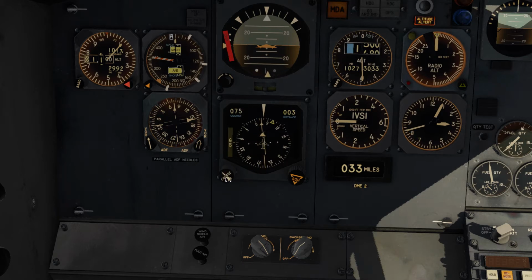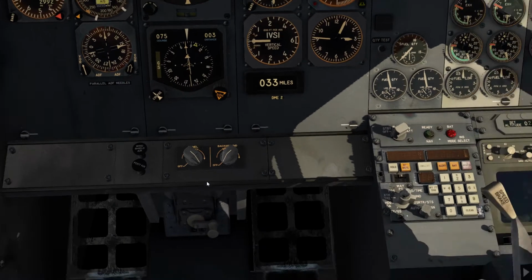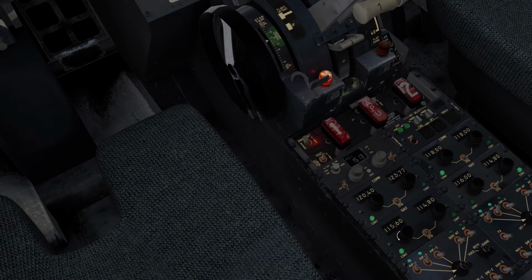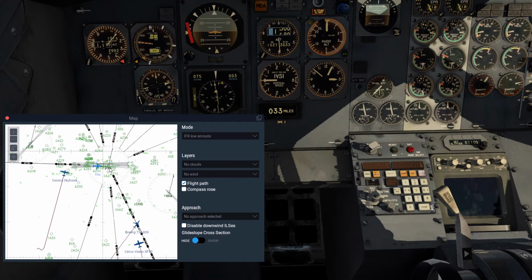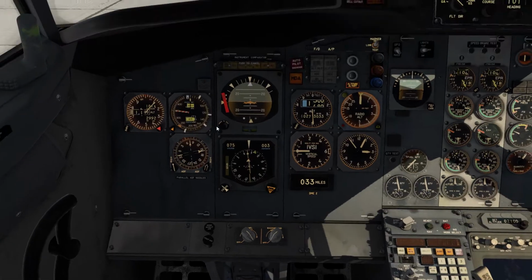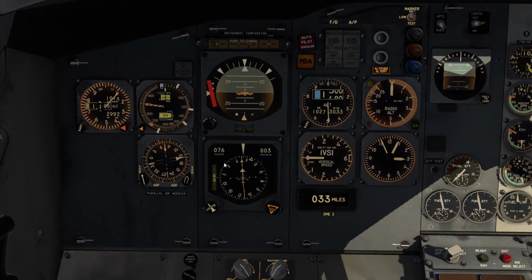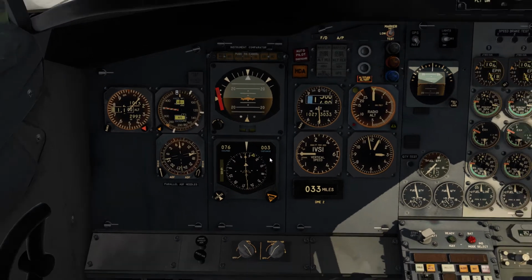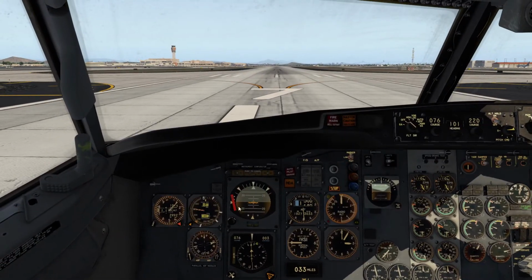So if I want to fly directly to the VOR right now, I've got Phoenix VOR tuned in there, which is 115.6. I've got it tuned in right here. Phoenix VOR, I would fly directly 076, 3 miles. The VOR is on the field.